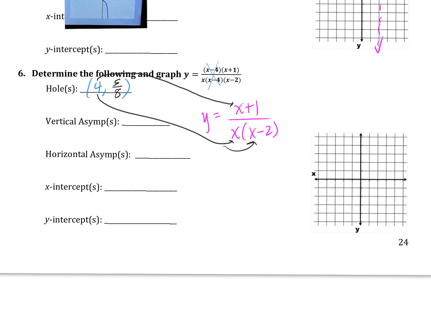I'm going to go to my picture. I'm going to go right 4. I'm going to go up 5/8. It's just over a half. And I'm going to draw a hole.